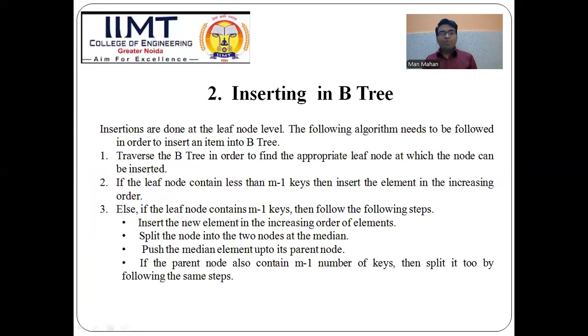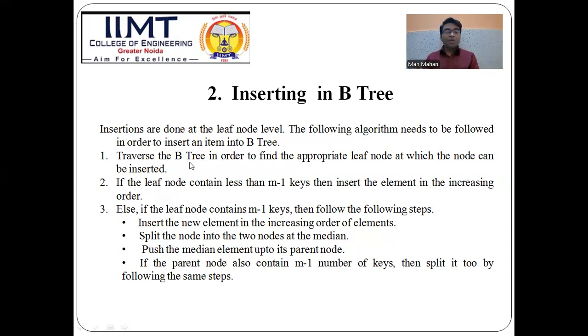Now we move on to the next operation, the insertion operation. In a B tree, we insert a particular value. First of all, if the tree is already created, we insert a particular node in a particular place. So we take the following steps to insert into the B tree. Insertion is done at the leaf node level. The following algorithm needs to be followed in order to insert an item into the B tree.